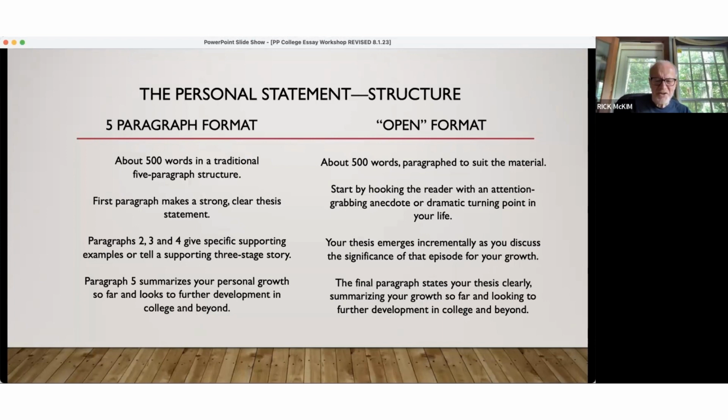And then your thesis emerges through a number of paragraphs, depending on your sense of how to organize the essay. It can be 3, it can be 4, it can be 2, it can be 5. It all depends. Your thesis emerges incrementally as you discuss the significance of that episode, that dramatic turning point for your life. So your thesis gradually emerges out of the story, rather than in the 5-paragraph format where you state your thesis up front and then use your examples and your supporting story to support it.